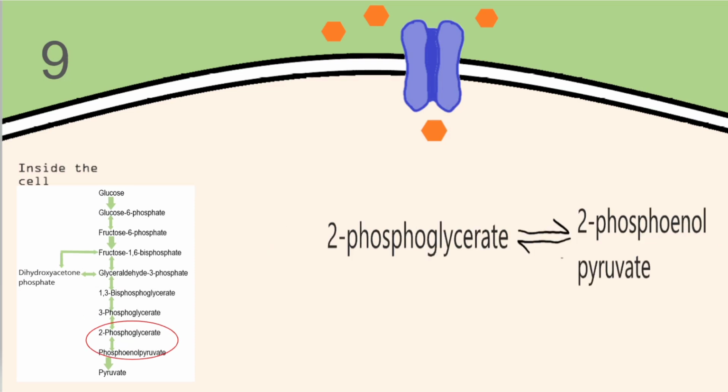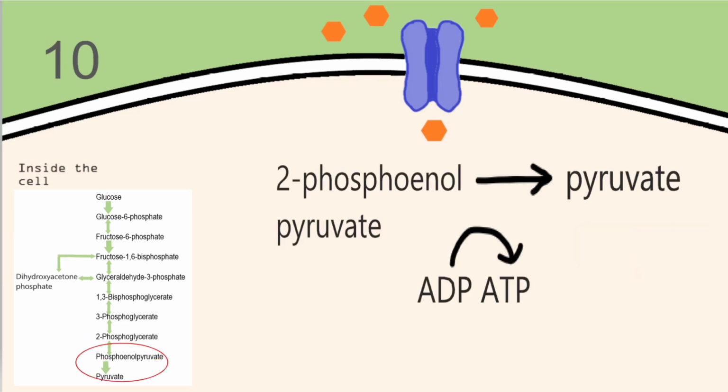Now, step 9 is catalyzed by enolase, and it's also inhibited by fluoride. So this is the reaction that takes 2-phosphoglycerate and converts it into 2-phosphoenolpyruvate. And finally, the last step of glycolysis is the conversion of 2-phosphoenolpyruvate to just pyruvate. This is an example of substrate level phosphorylation, and it is the final step of glycolysis, also the final step of the energy generating phase.